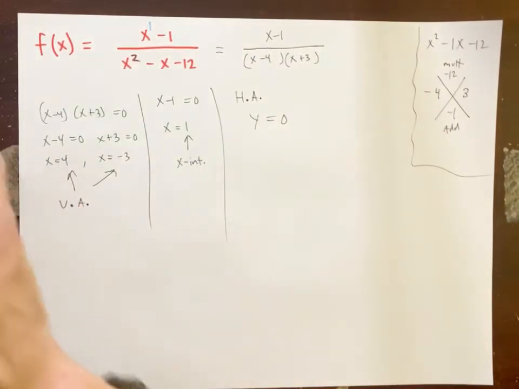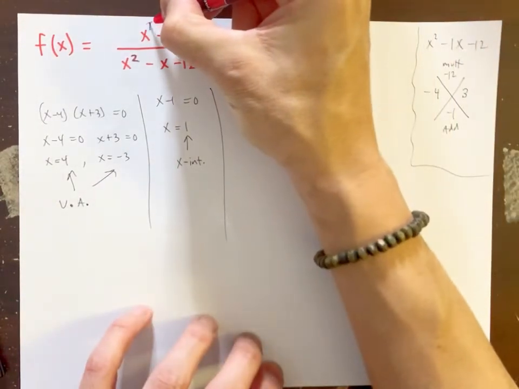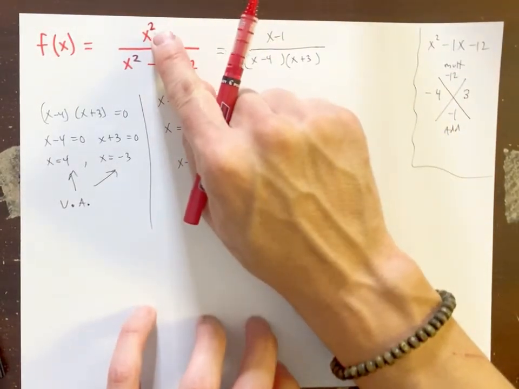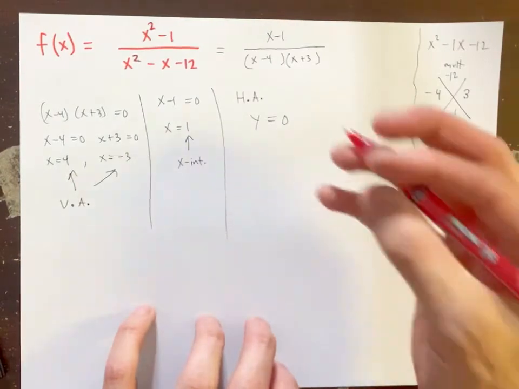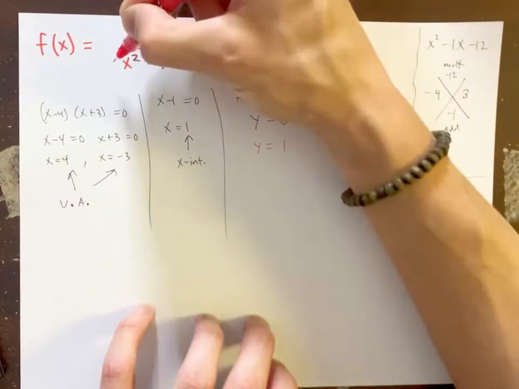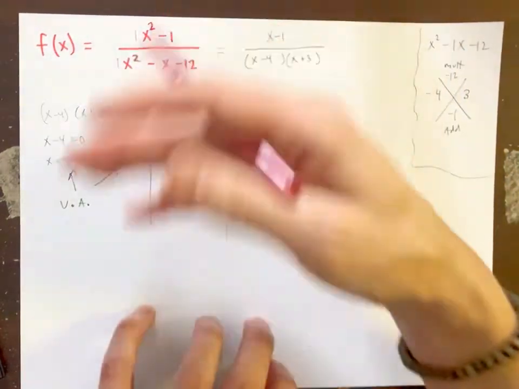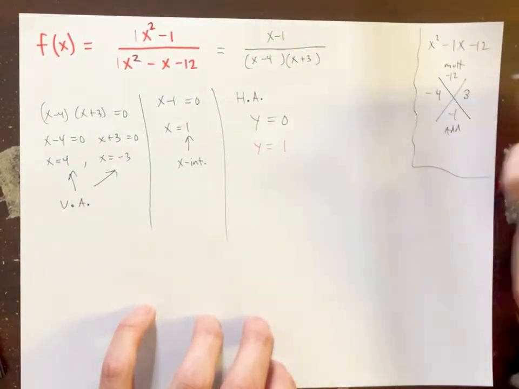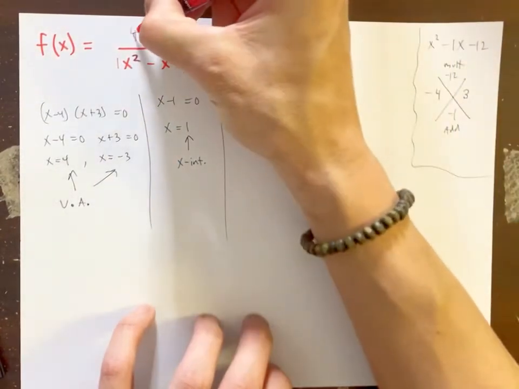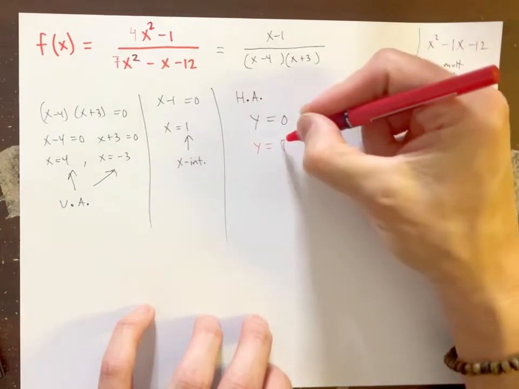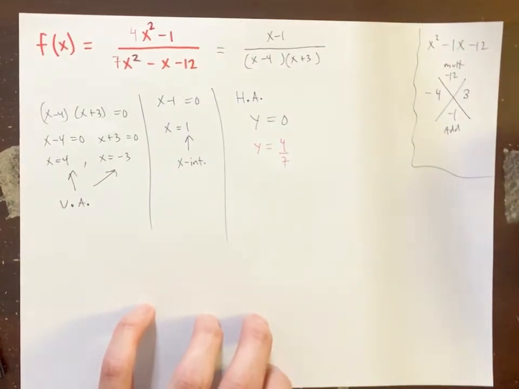What would have happened if the original problem said this instead? What if the degree is 2 and the degree is 2? What if the degree of the top and bottom were the same? Then the horizontal asymptote would have been 1, because you take this number and divide it by this number. Whenever the top and bottom have the same degree, you divide the leading coefficients, 1 over 1, and that gives you the horizontal asymptote. What if the problem said 4x squared over 7x squared? Then the horizontal asymptote would have been y equals 4/7, and so on.